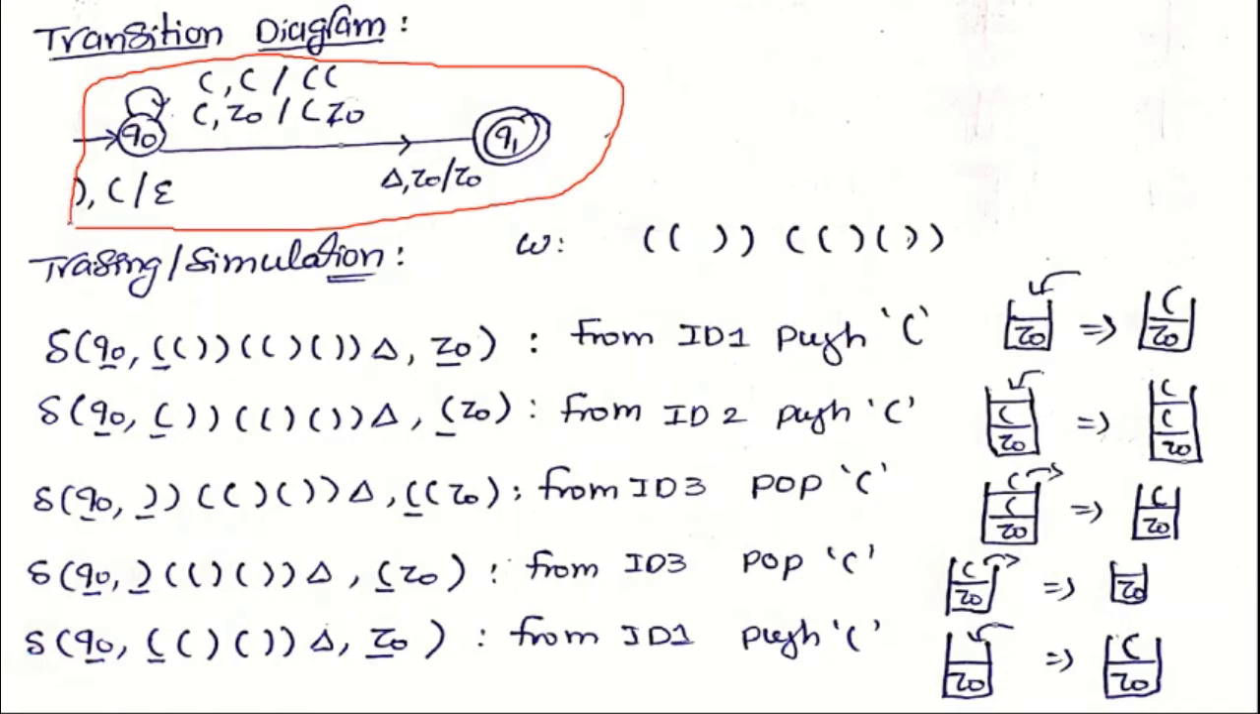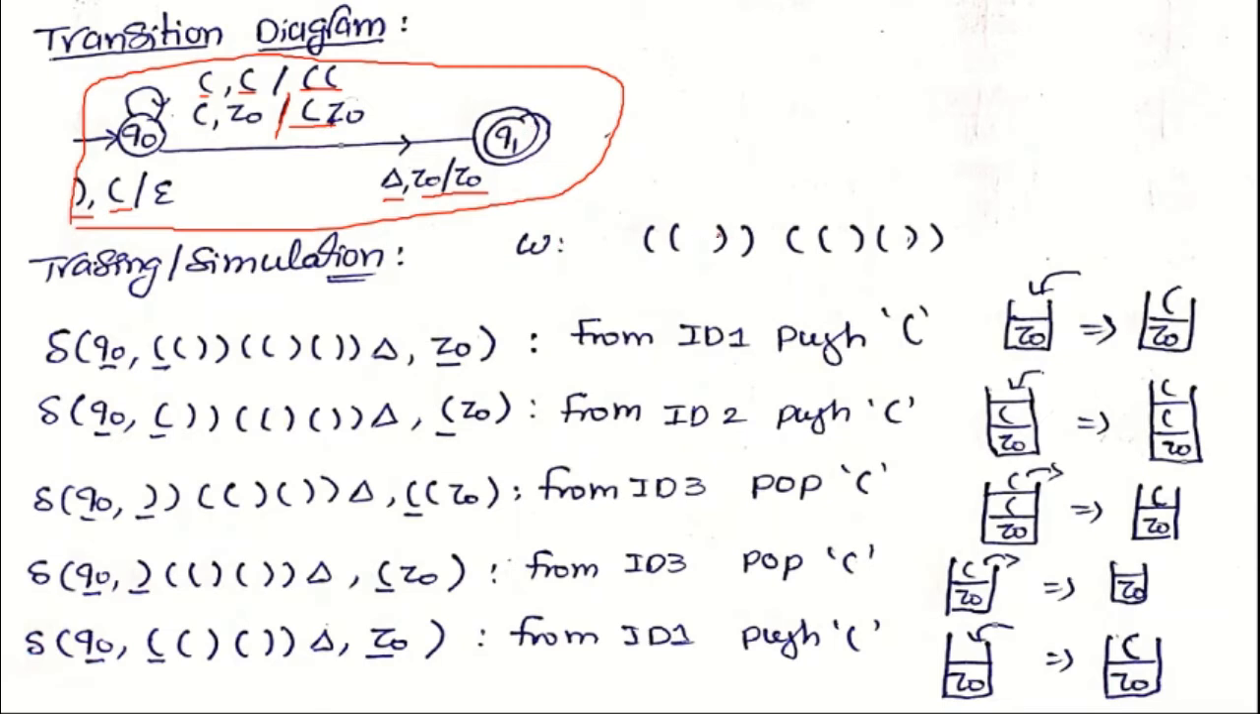From the initial state, when we read an open parenthesis as input and the top of the stack is Z naught, then perform the push operation. With an open parenthesis as input and an open parenthesis on top of the stack, perform the push operation. In case the input is a closed parenthesis and the top of the stack is an open parenthesis, then perform the pop operation. And in case the input is the end of the input, that means del, and the top of the stack is Z naught, then we go to the accepting final state.